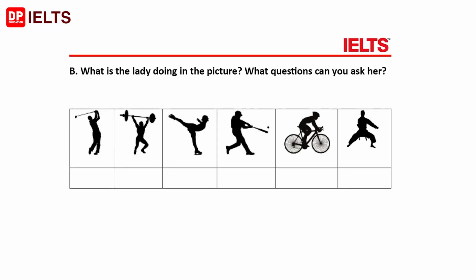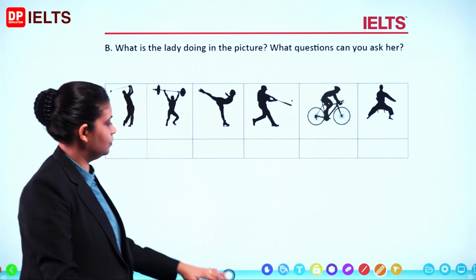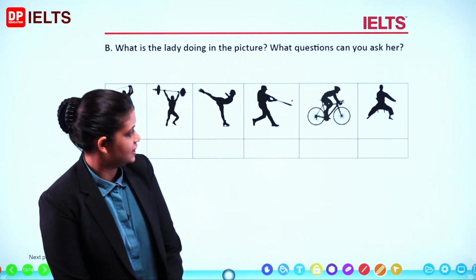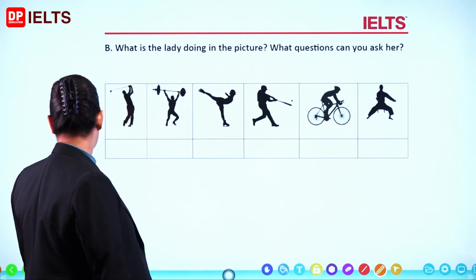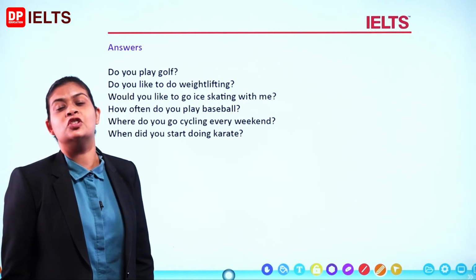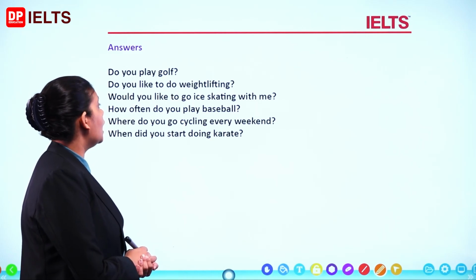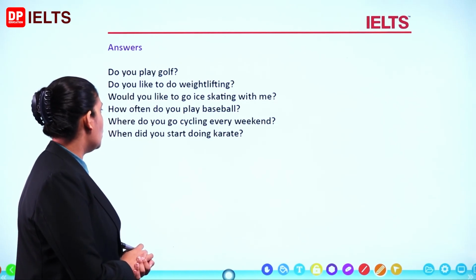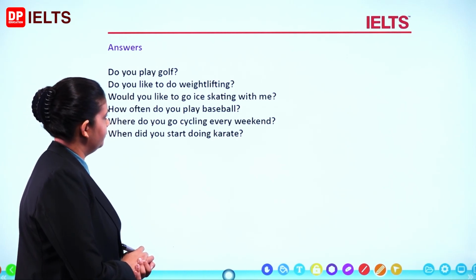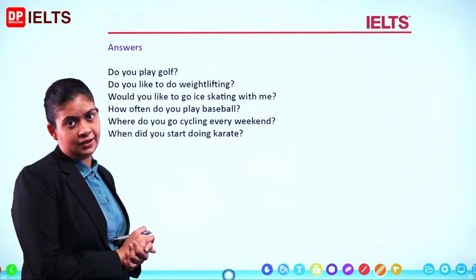So, what is the lady doing in the picture? What questions can you ask her? So, seems like golf, weightlifting. What is this? What's this? And then, okay, what are these activities? Let's have a look. What kind of questions you can ask? Do you play golf? Do you like weightlifting? Would you like to go ice skating with me? How often do you play baseball? Where do you go cycling every weekend? When did you start doing karate? Okay, there you go. So do, play, go are used, right?